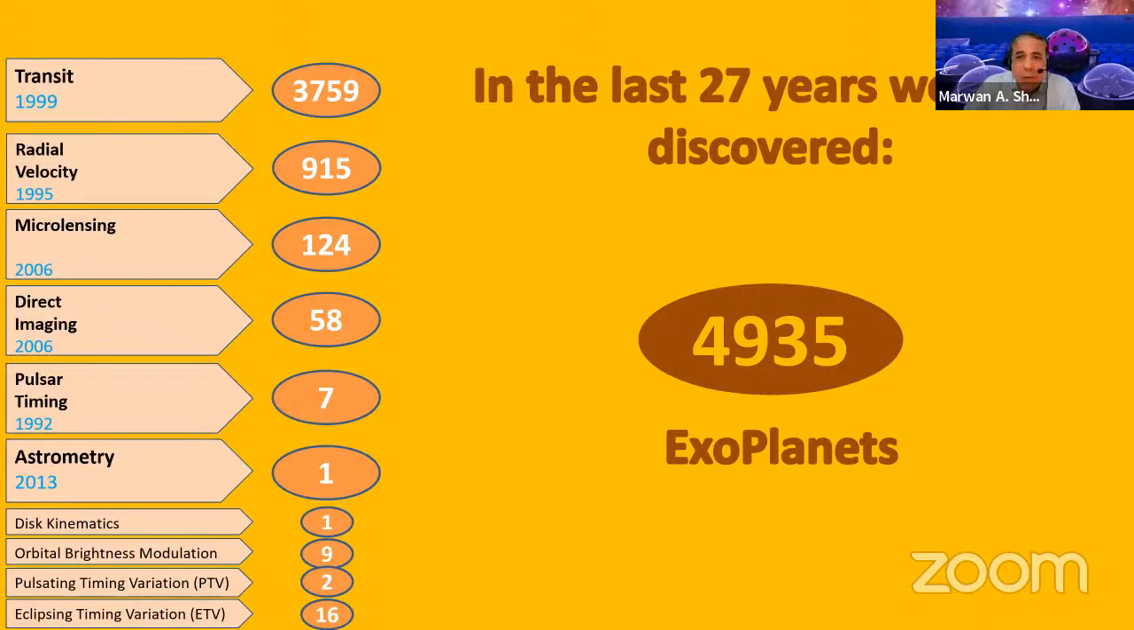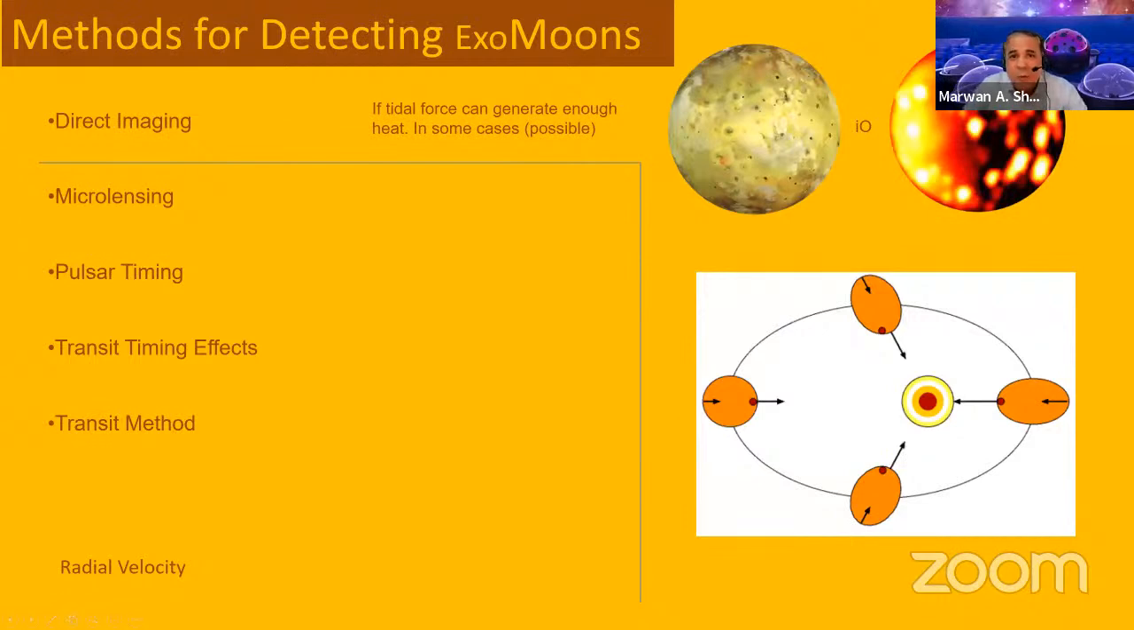Okay, now, observing exomoons. We'd like to start from here to find out how to detect exomoons. Now, for the methods for detecting exomoons, we will see the different ones. The direct imaging, it's very difficult even for the planet itself.